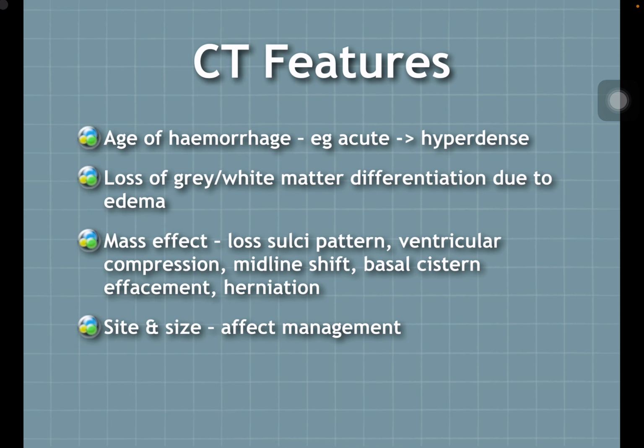So CT features depend on the age of the hemorrhage. Acute hemorrhage manifests as hyperdense, subsequently it might be isodense, and finally hypodense. We have a loss of gray-white matter differentiation due to the edema, and we might have a mass effect which causes loss of sulci pattern. There is ventricular effacement, midline shift, basal cistern effacement, and herniation. And according to the site and size, it will affect the management.